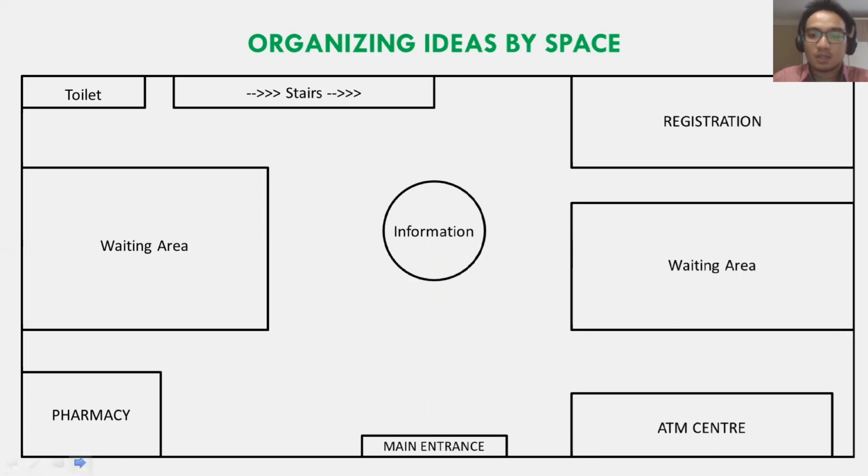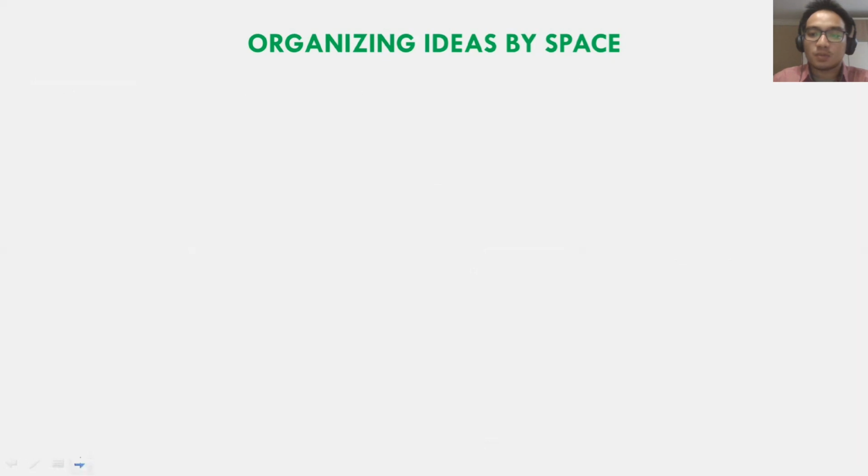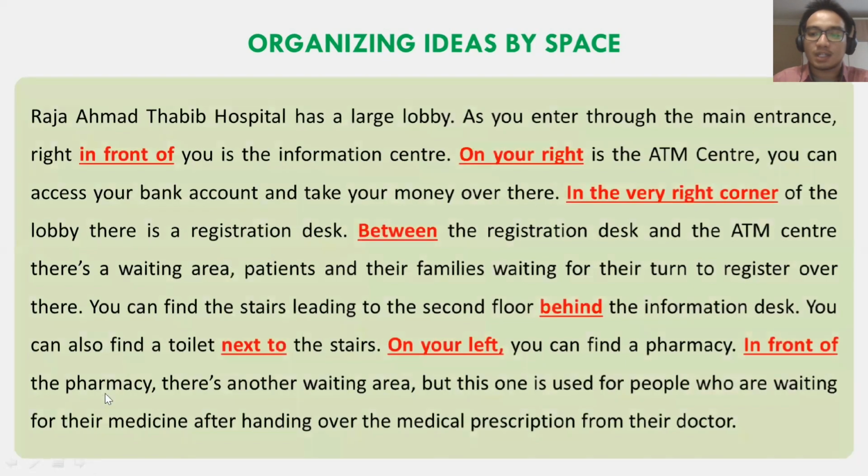So to understand this part more, I have tried to write a passage based on this floor plan. It looks like this, as you can see. First, we're going to check this passage to see what the signals of space are. And then second, we're going to check this passage by looking back at the floor plan that we have seen before. So first, let's see what the space signals are.